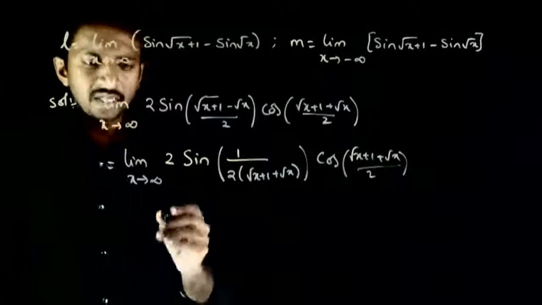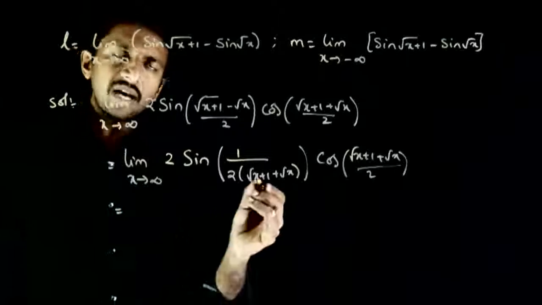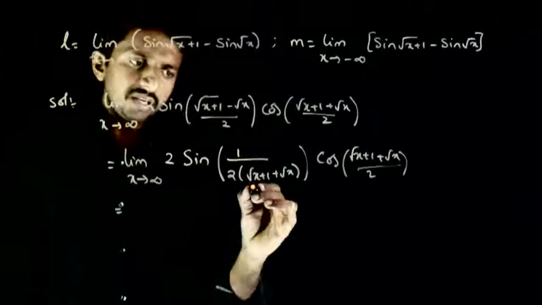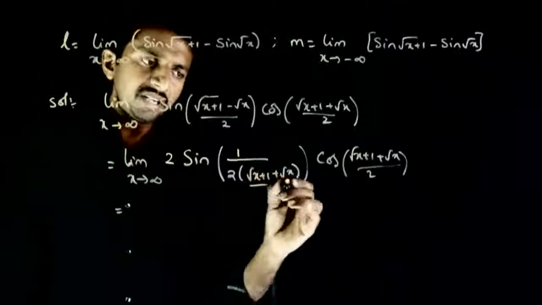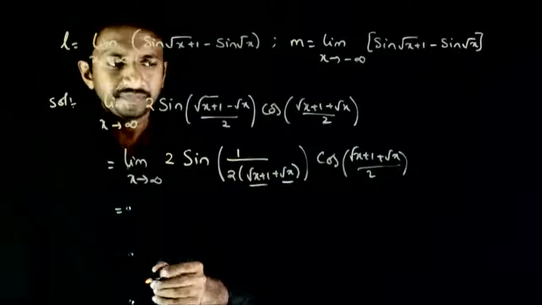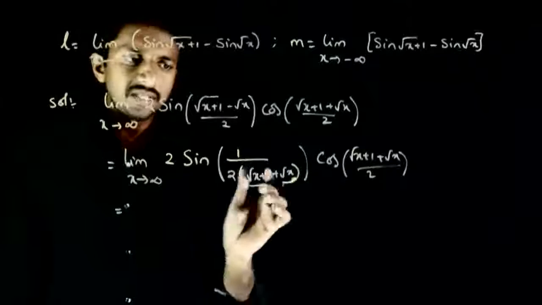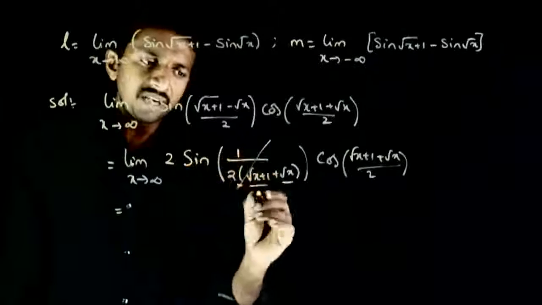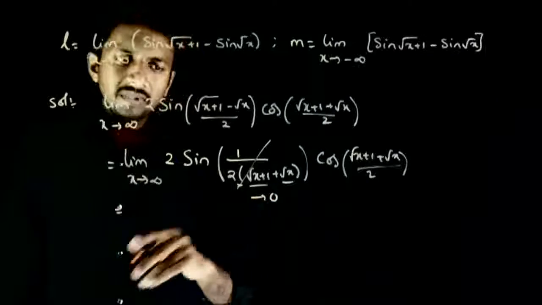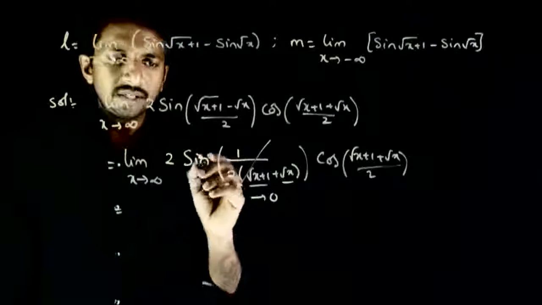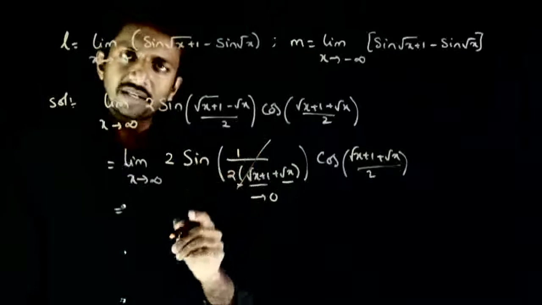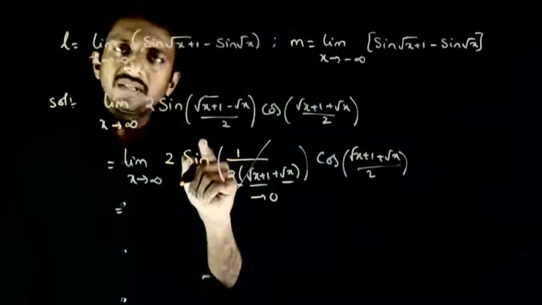ठीक. So that is equal to, so आप भी देख सकते हैं ऊपर 1 हो गया, नीचे infinity, root infinity is infinity, root infinity is infinity. So this is 1 by 2 infinities. So this term 1 by infinity tends to 0. So sine 0 tends to 0. So sine of this tends to 0. So 2 into 0 into.